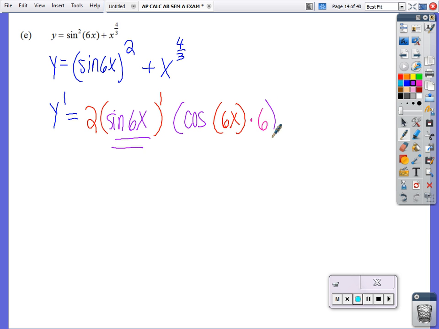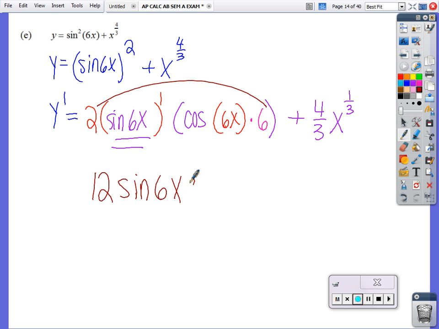Now I'm going to do the derivative of the second term, which would be bring the power down, subtract by 1, so positive 1/3 would be the power. Then I'm going to see if I can rewrite this at all to be nicer. So 2 times 6 makes 12, sine of 6x times cosine of 6x, and then plus 4/3 x to the 1/3. Now, that should be the answer.